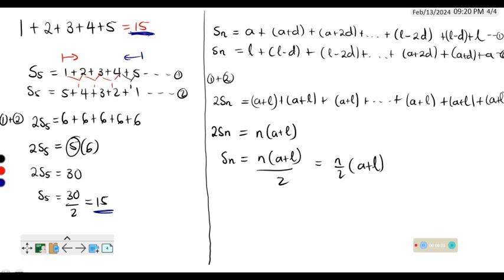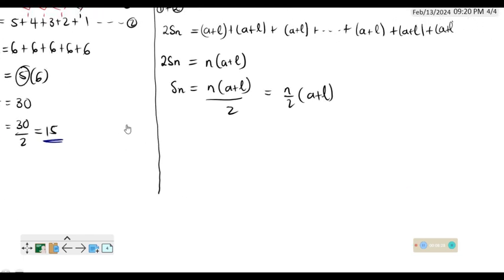Okay, now in order to transition to the next one, remember the next one says that L is the last term, right? L is your last term, which is also known as Tn. You find it by using the nth term. And how do we find the nth term in an arithmetic sequence? It's a plus n minus 1 multiplied by the constant difference.